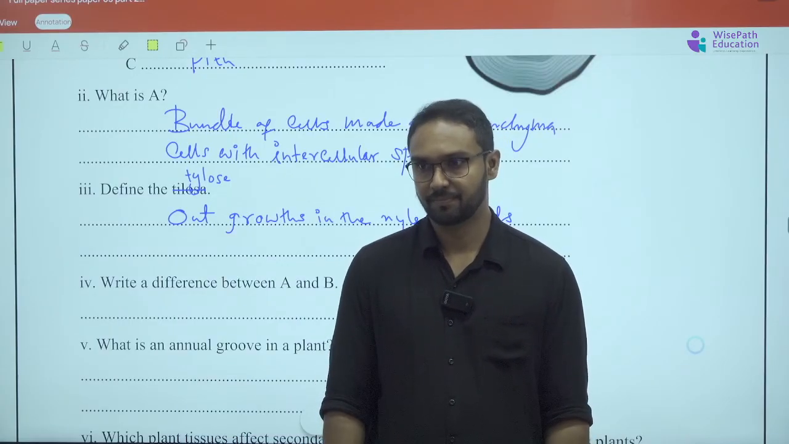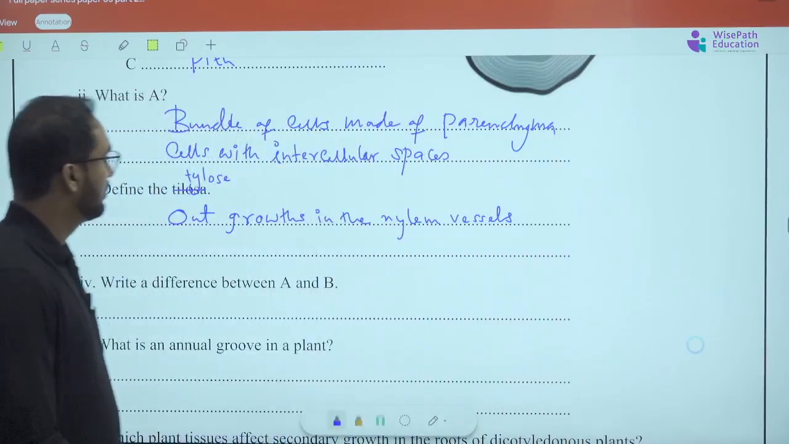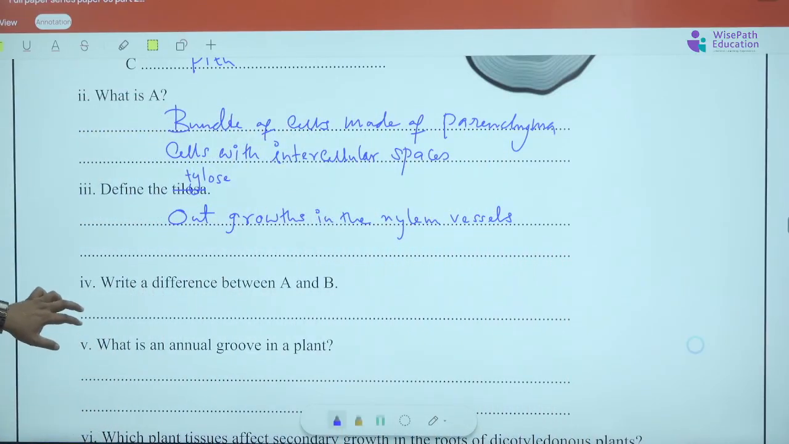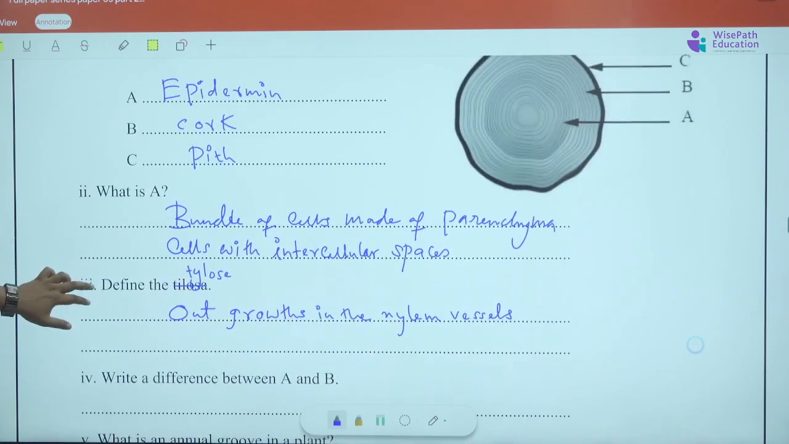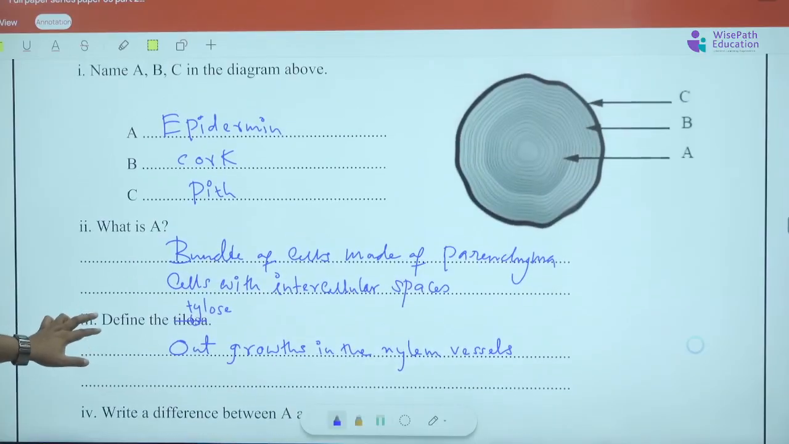Stem, of the plant, right? And the next question, write a difference between A and B. A and B are the pith and the cork.